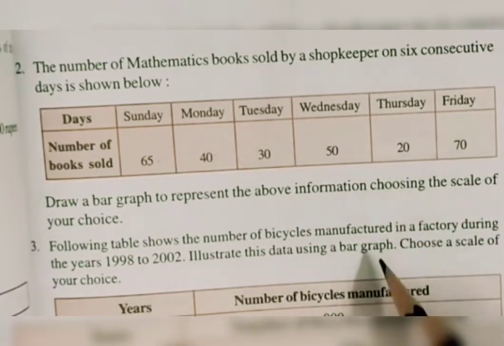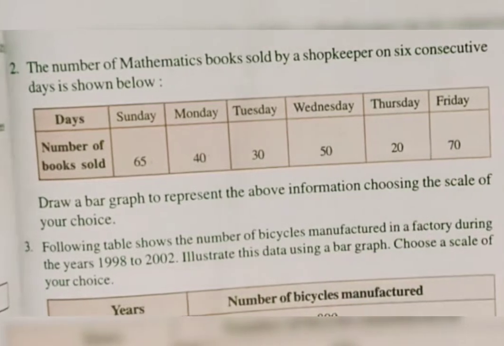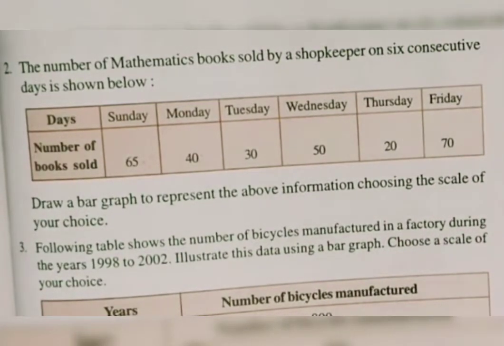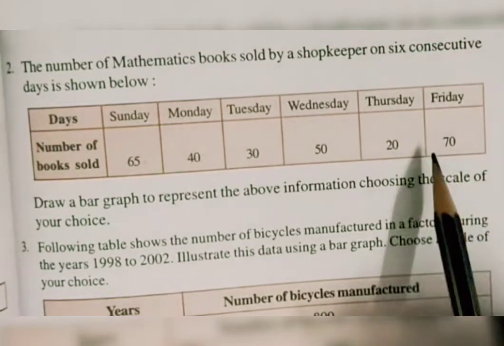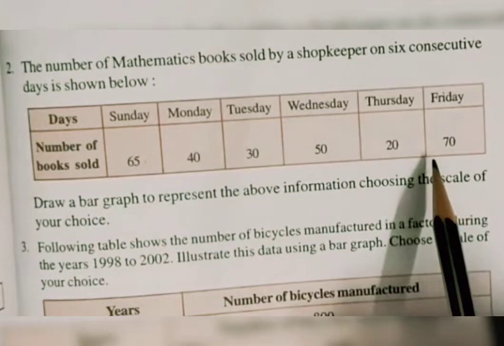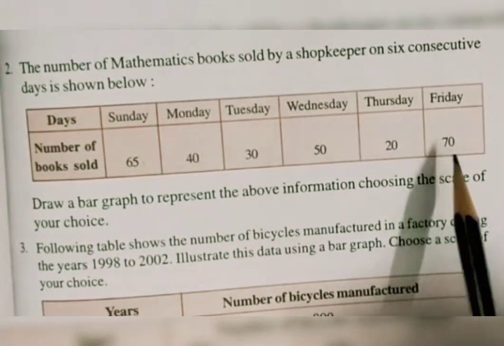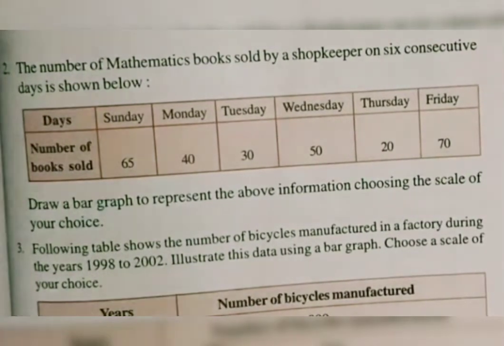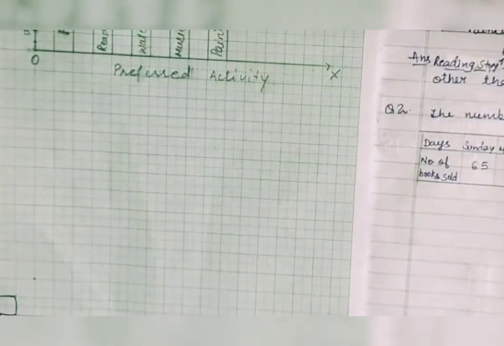If we take a smaller scale, like with a gap of 5, we need a big graph paper, we need a big space to do this. So to reach 70 we need 14 markings, so that will be tough. So we are taking 1 unit length equal to 10 books. Now let us start drawing this.